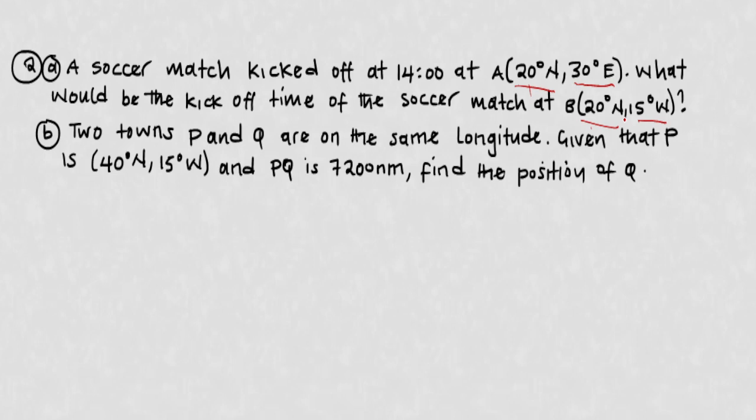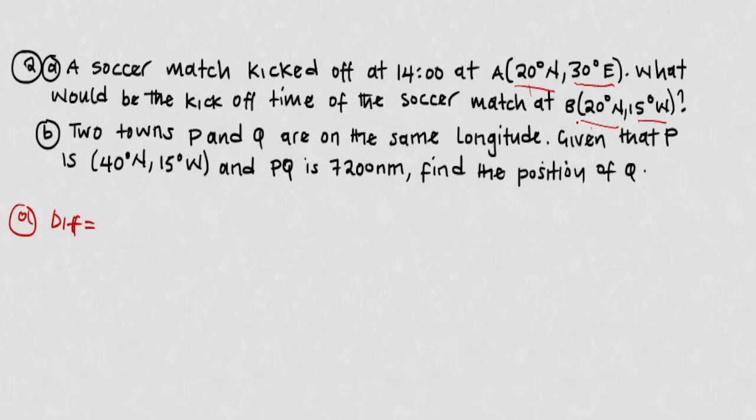Now let us look at the longitudes. This is 30 degrees east, 15 degrees west. The first thing that we're going to do here is find the difference in longitudes. So let's start. Part A, the first thing, we're going to find the difference in longitudes.